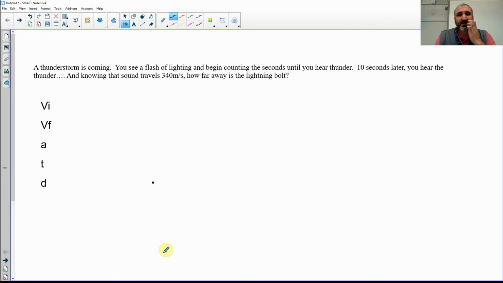So the first one. A thunderstorm is coming. You see a flash of lightning and begin counting the seconds till you hear thunder. 10 seconds later you hear the thunder. Knowing sound travels 340 meters per second, how far away is the lightning bolt?